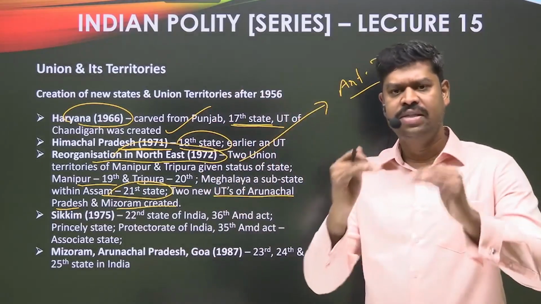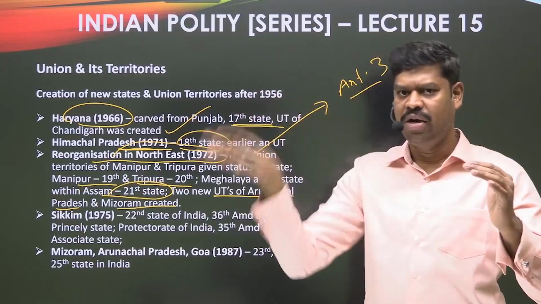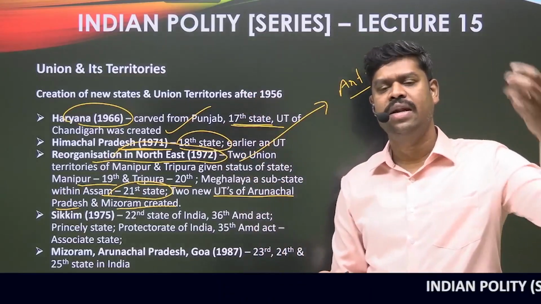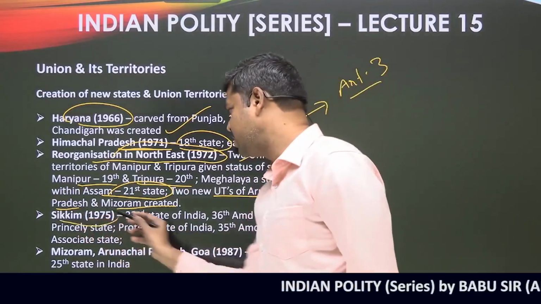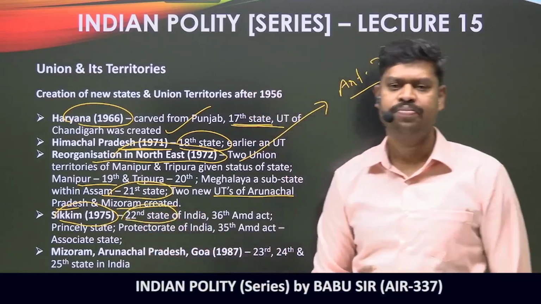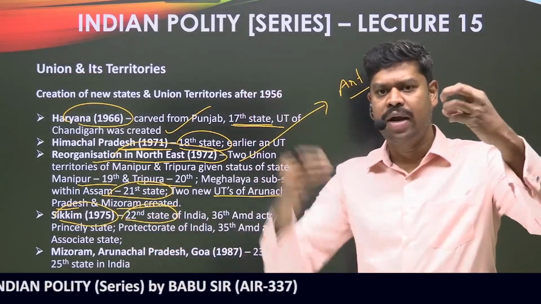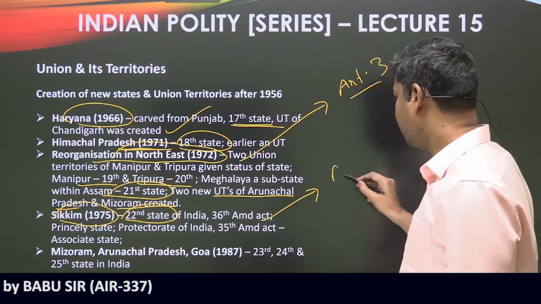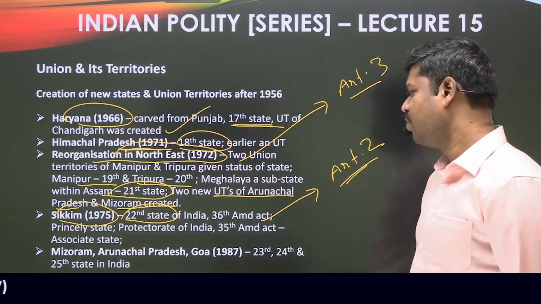So all these things are done either under Article 2 or under Article 3. Article 3 is for internal reorganization. Article 2 is for acquiring a territory and then admitting that into India. Sikkim became the next state of India, the 22nd state. But here you'll have to note, Sikkim was not part of the internal reorganization. Sikkim was acquired and then admitted into India, so that was done by what is called Article 2 of the Constitution. So this is what basically you'll have to understand.